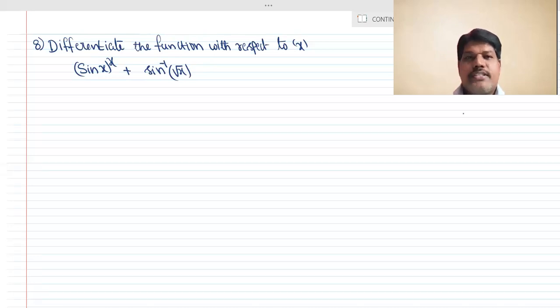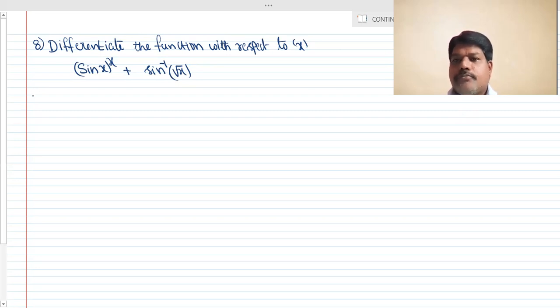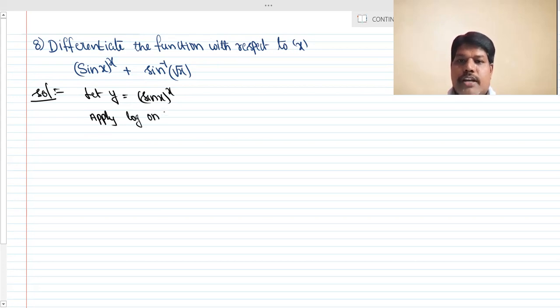See the next question, students. See question number 8. Differentiate the function with respect to x: sin x whole power x plus sin inverse of root x. See this question, how to differentiate this function. Same model question, students. So first, let y is equal to the given function, sin x whole power x. Just apply the log on both sides.